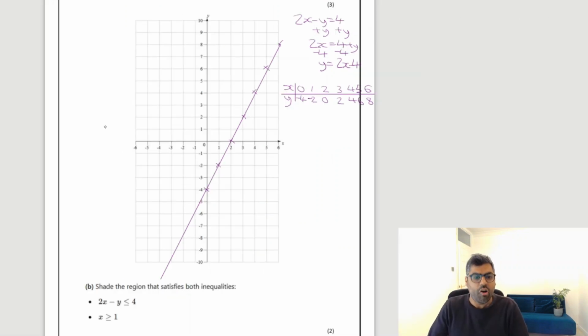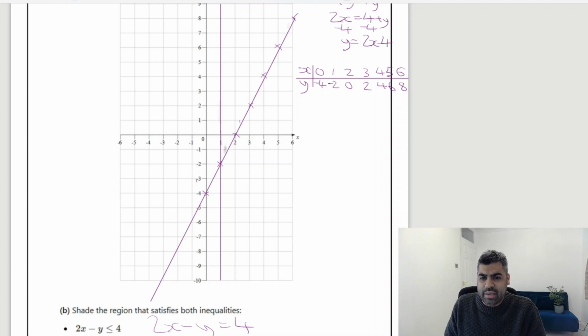Part B, we need to start off by drawing the line for both of these inequalities. The way to do this is really to write these as equal signs rather than using the inequality. So we have 2x minus y is equal to 4, and we have x is equal to 1. So we've actually done 2x minus y equals 4 in the first part. So then all we need to do in the second part is x equal to 1. So it should be really easy to draw that line.